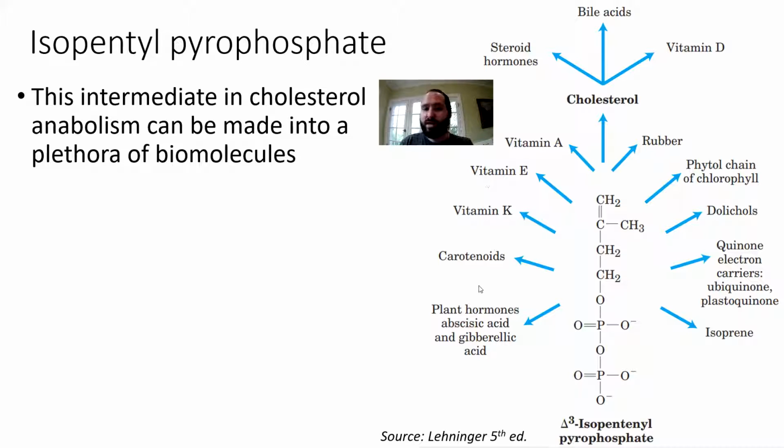You can see vitamins A, E, and K, and carotenoids, such as carotene, which is what gives carrots their orange color. It can be made into rubber, interestingly. It can be made into some familiar quinone electron carriers, such as ubiquinone, right? So this is also where we get our ubiquinone from. And again, this slide is not for you to memorize. This slide is just for a little bit of extra background. Questions? Okay, so that's it for steroids.